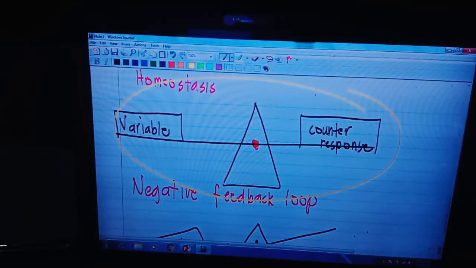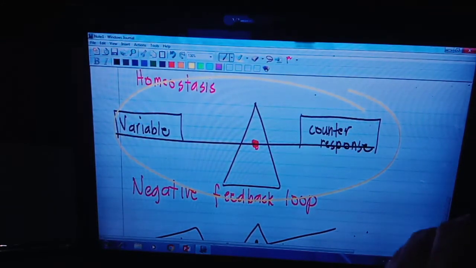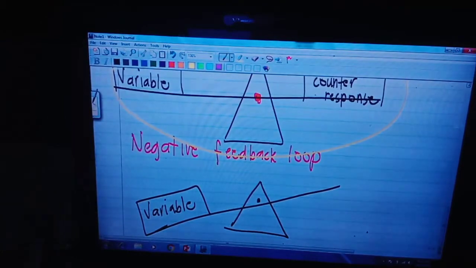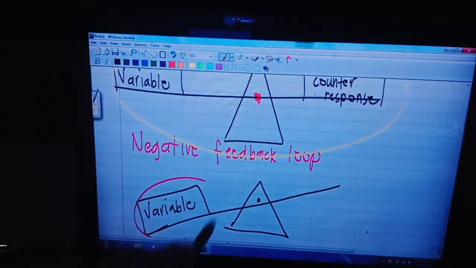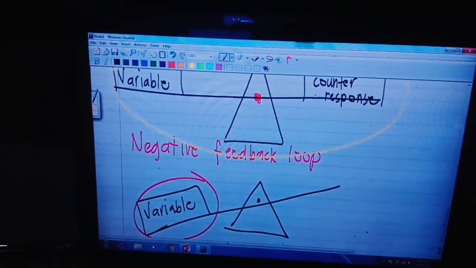Para bang, for example, sa relasyon nyo. May stimulus, na-detect nung isa. Ay, something is wrong. Parang may nangyayari ng hindi maganda sa relasyon natin. So, parang tabingin na. Parang nasa bingitan ng kamatayan ng relasyon natin. Anong gagawin mo ngayon dyan? You need to counter response. So, anong gagawin nyo? Pag-usapan nyo.